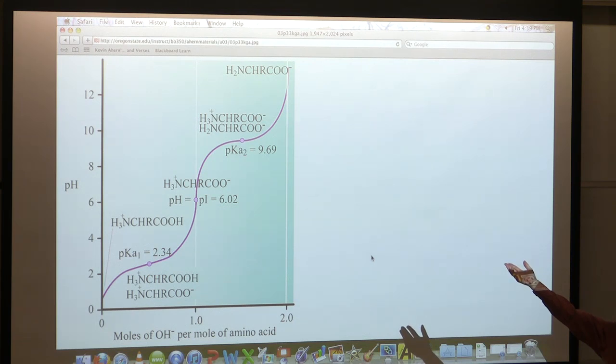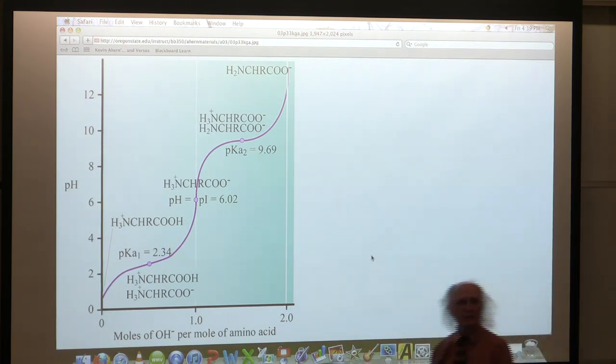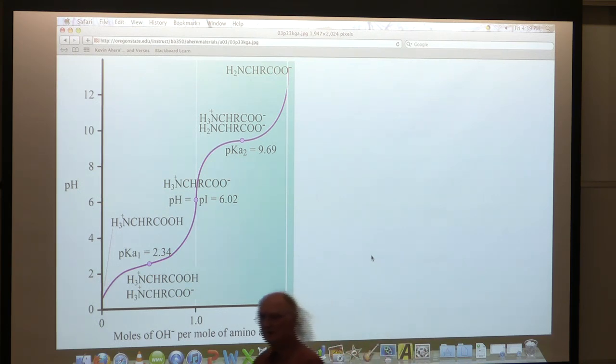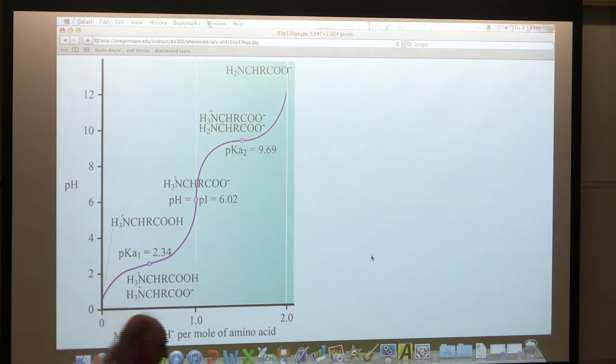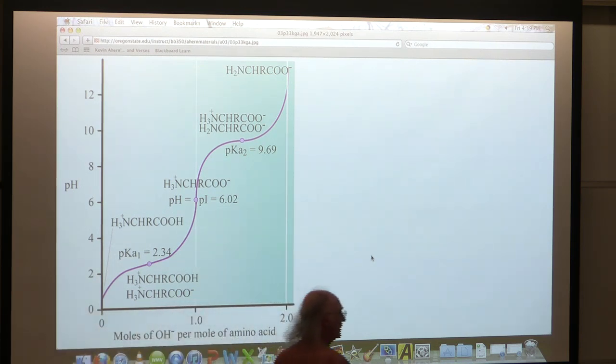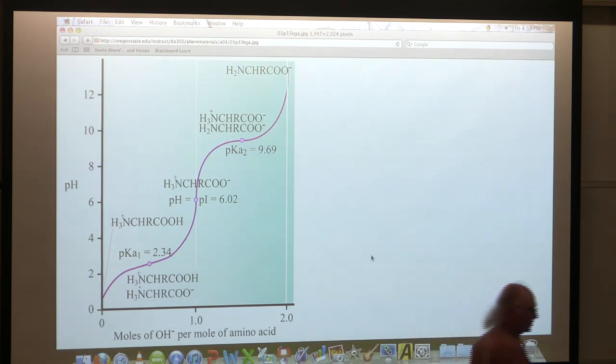Should I tell you about PI? What's PI? PI has a definition I'm going to give you first. PI is the pH at which a molecule has a charge of exactly zero. I'll explain why I use that word exactly zero in a moment. But the PI is a pH. It's a special pH. It's a pH at which a molecule has a charge of exactly zero.